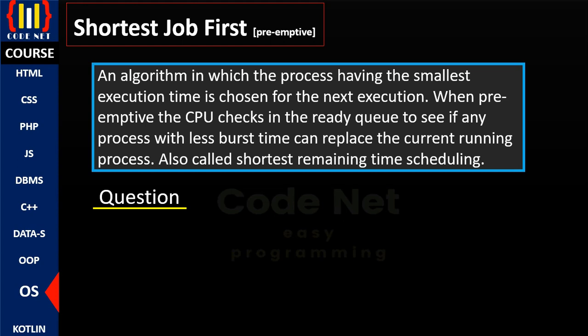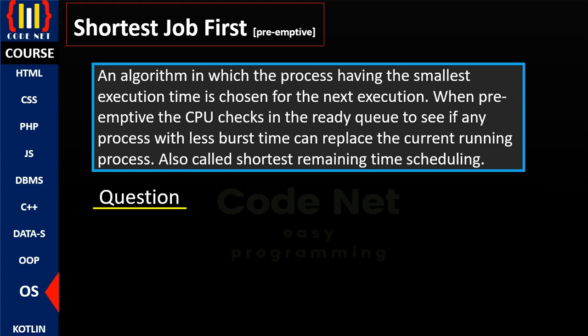executed by the CPU. And when it comes to the word preemptive, we expect a switch to be happening. The CPU can be checking the ready queue to see if any other process has arrived, and if we have a new process with the shortest execution time, then that process will be executed by the CPU.